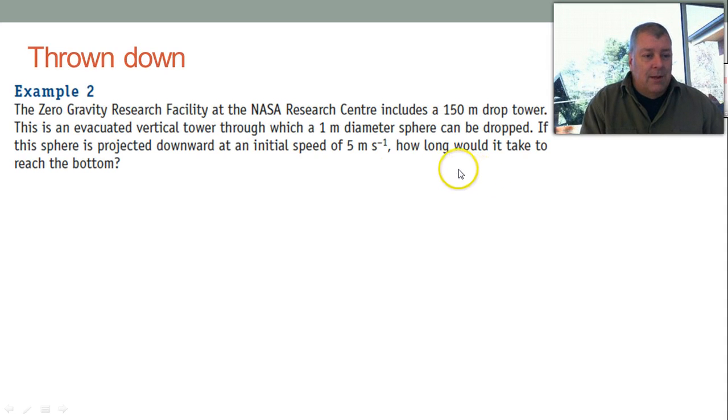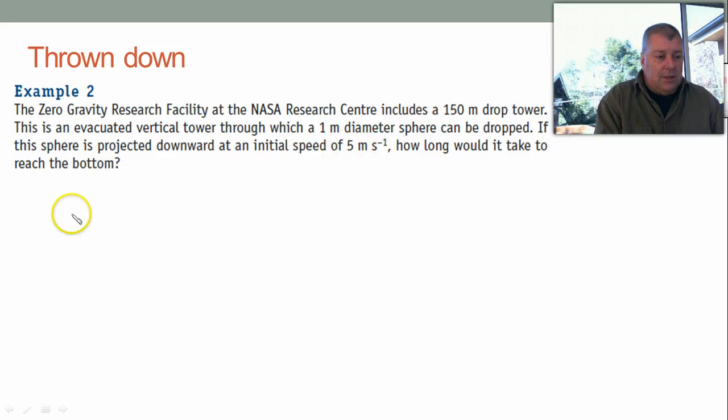Let's have a look. So here we have an example, a zero gravity research facility at NASA. They have a 150 meter high tower. They drop things down it, a 1 meter sphere for example. This time the sphere is projected downwards, so it has an initial velocity. So let's write down what we know.